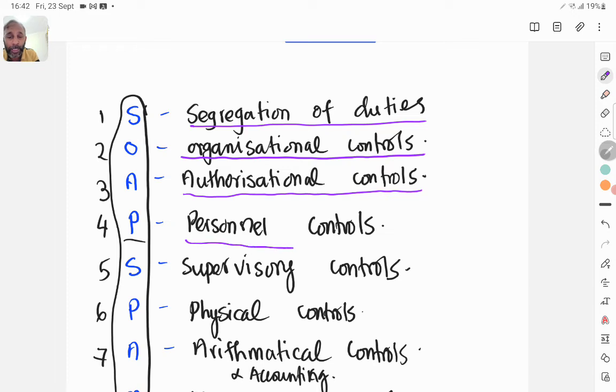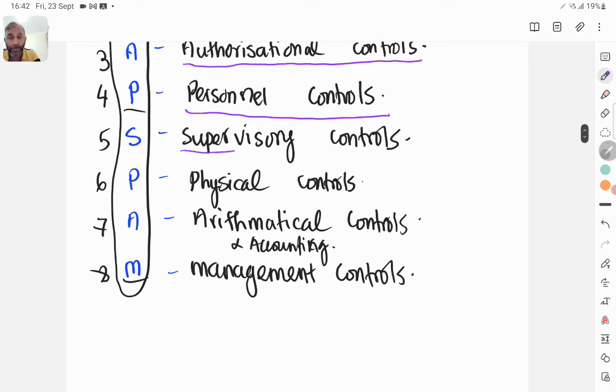Personal controls, meaning human resources. How you hire and recruit people, how you control them, how you monitor their attendance and their performance, and what the processes, policies and procedures are involved in this human resource related aspect. Then supervisory control.